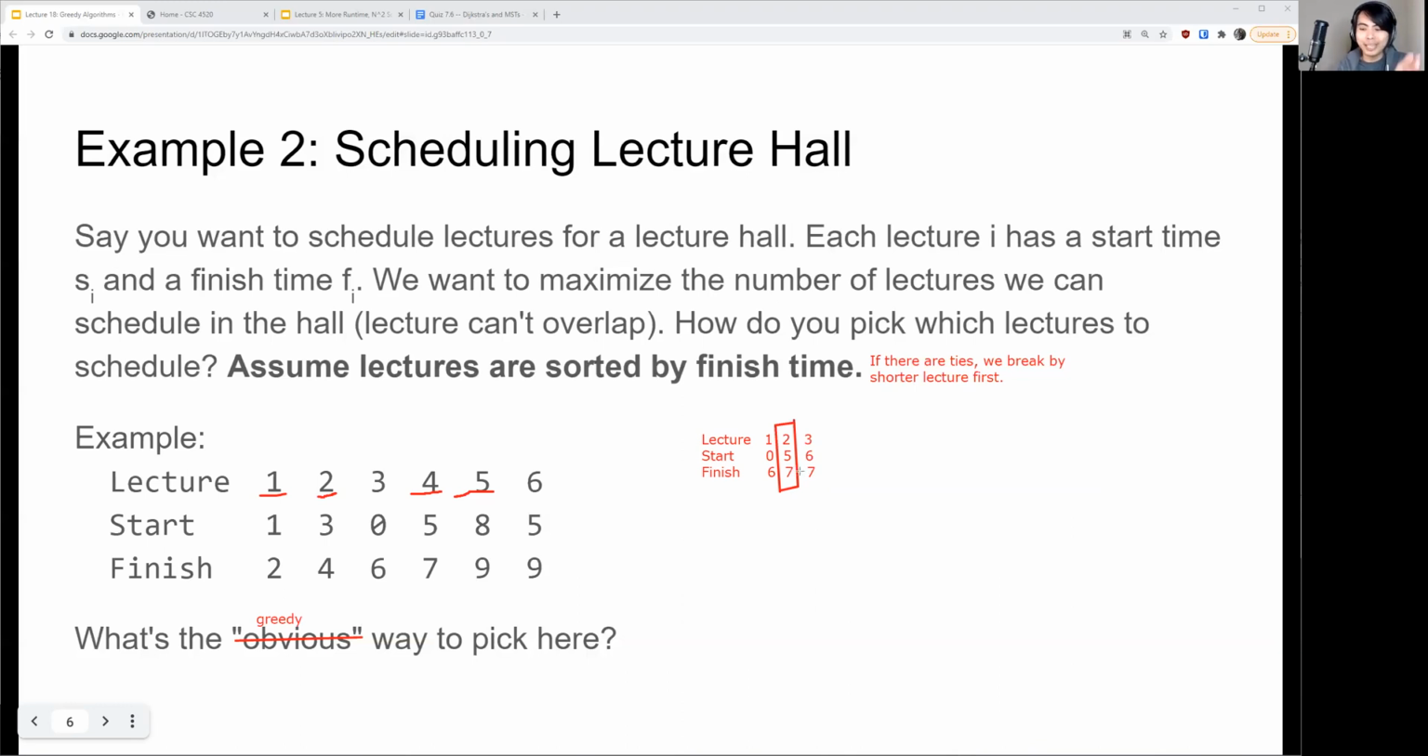What should we be picking? Go ahead and type in chat. What are the 2 lectures that we could actually pick here that helps out? We could pick 1 and 3, right? 1 and 3 is what we want to pick.